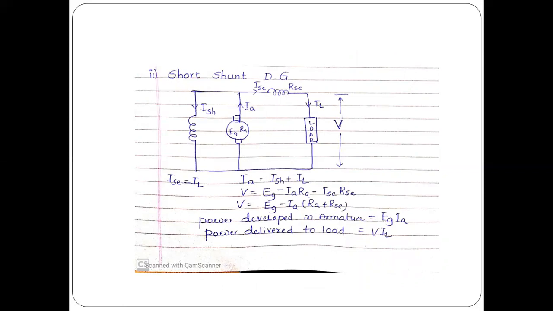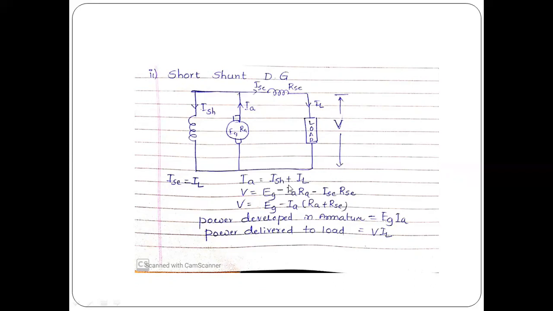What it means is that part of the winding is connected in series with the load and part of the winding is connected in parallel with the armature. Based on this connection, we call it like this. You can observe the current flow here, which is in series with the load and in parallel with the armature. So based on that, we have to write the equations here.